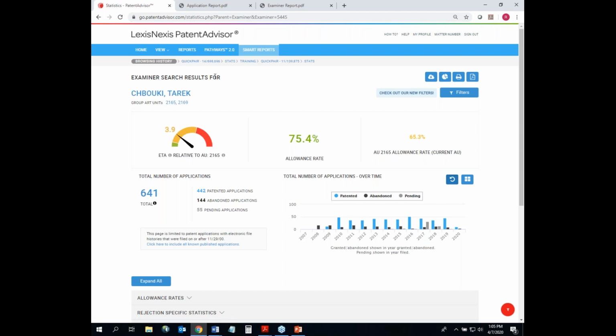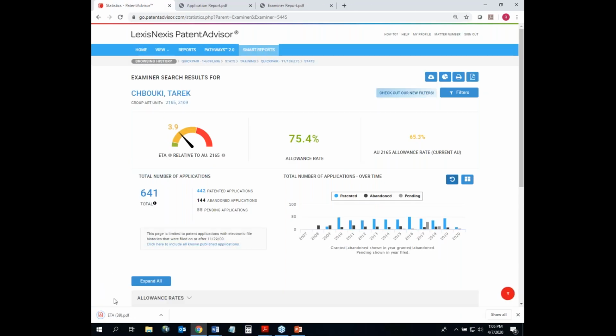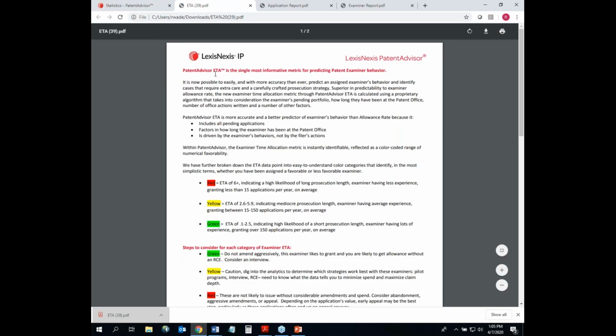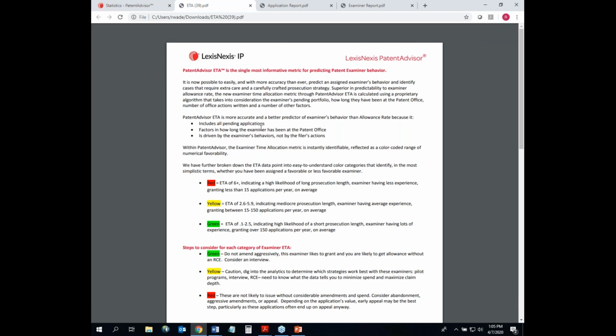So for our Examiner report, the first thing that I want to touch on is ETA. I don't know how many people are familiar with ETA. Let me just pull this up and we can take a look at this. With our ETA, what we're looking at is estimated time allocation, and this is going to break down how favorable your examiner is.